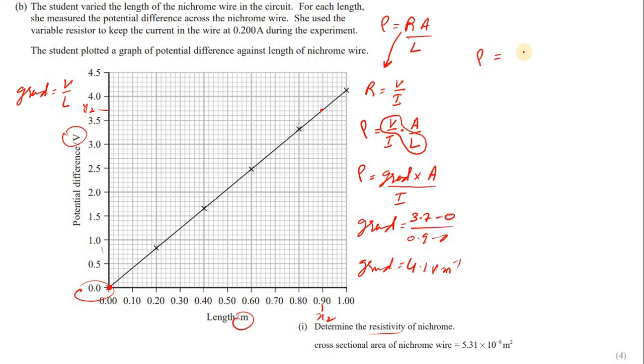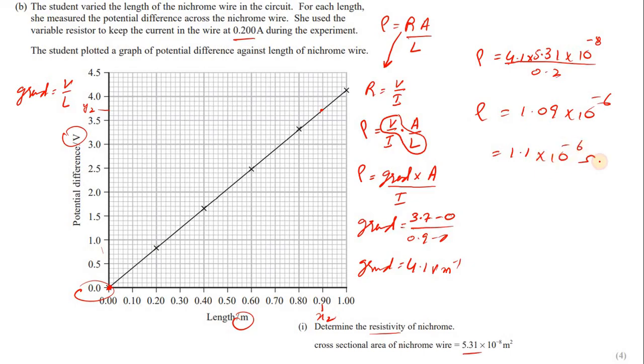Now we have a gradient, we can find resistivity. Resistivity is the gradient, which is 4.1, times the area, given as 5.31 into 10 to the power minus 8, divided by the current, which is 0.2 ampere. So the resistivity is 1.09 into 10 to the power minus 6, or you can say 1.1 into 10 to the power minus 6 ohm meter. This is the resistivity.